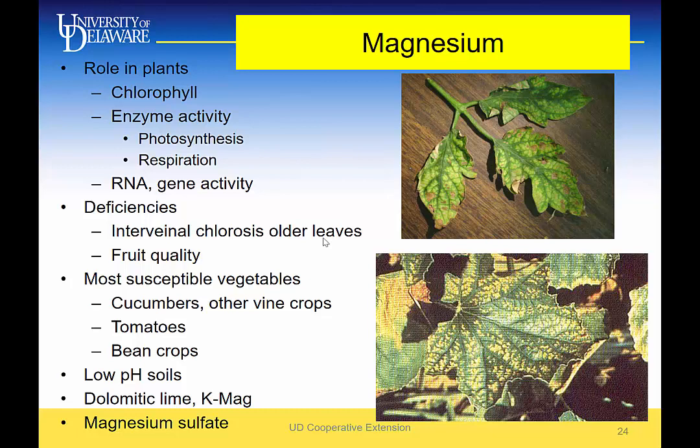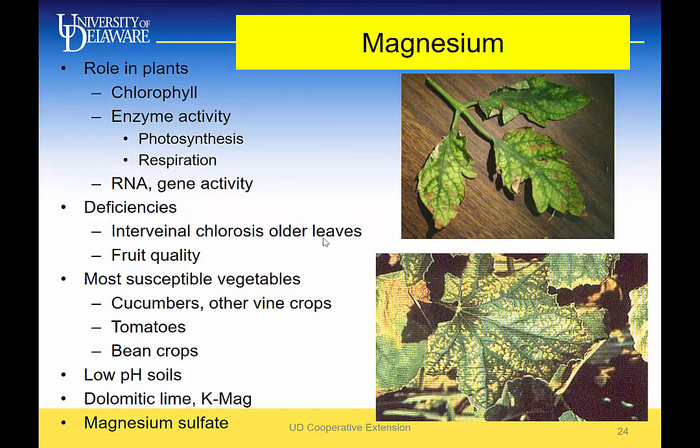Okay, magnesium, again, a very common issue with some of our vegetable crops. Again, it's important for development of chlorophyll, enzyme activity, gene activity. And it's that interveinal chlorosis on the lower leaves. It is mobile, so it's transferred out of lower leaves into new growth if there's a deficiency. It's also important for fruit quality. So along with potassium, magnesium is important for many of our fruits.